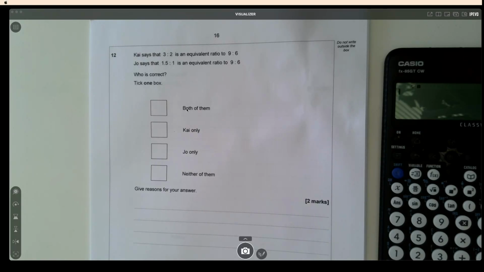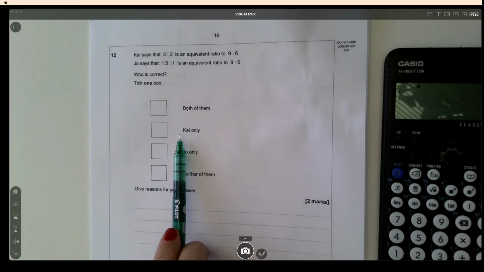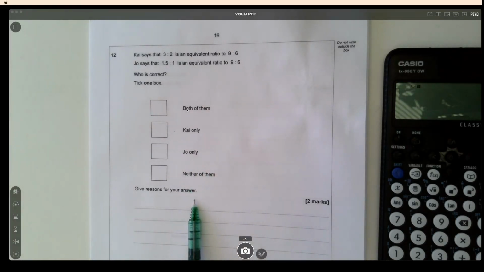Question 12. Kai says that 3 to 2 is an equivalent ratio to 9 to 6. Joe says that 1.5 to 1 is an equivalent ratio to 9 to 6. Who is correct? Tick one box. So the options that we have are both of them are correct, only Kai is correct, only Joe is correct, and neither of them are correct. And it wants you to give reasons for your answer.